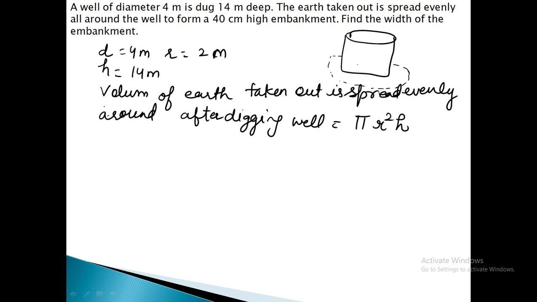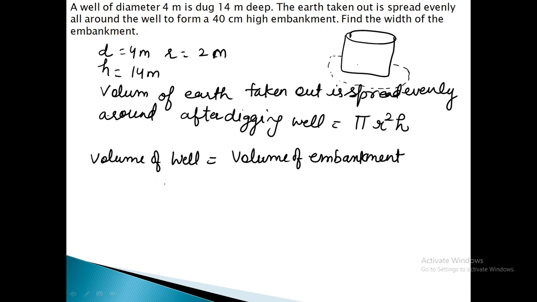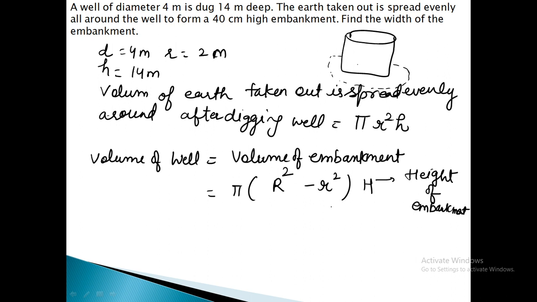After this, you have to find out the volume of well. For finding the volume of well, we have to find out the volume of embankment. We will use here the formula pi bracket capital R square minus small r square, multiplied by capital H. Capital H means height of embankment, which is given. After putting all the values in the formulas, you can calculate the width of embankment.